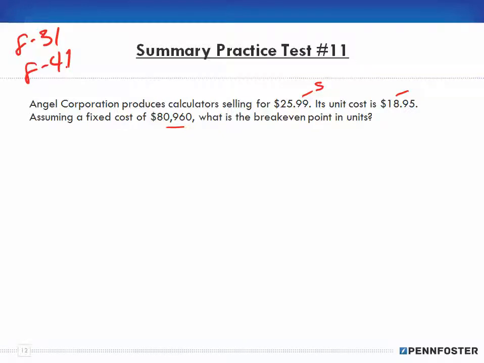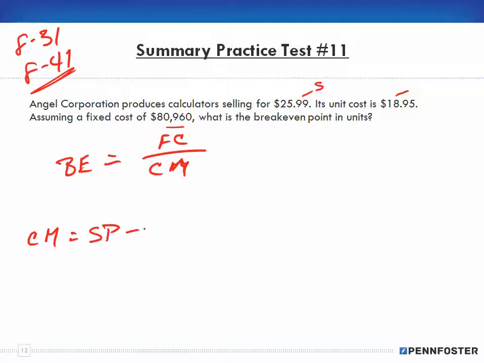In this case, I do highly suggest that you go back and watch those videos in order to get a little bit better understanding of the concept behind the break-even and the contribution margin formula. Okay, so break-even is equal to the fixed cost over the contribution margin, and our contribution margin is equal to the selling price minus the variable cost.